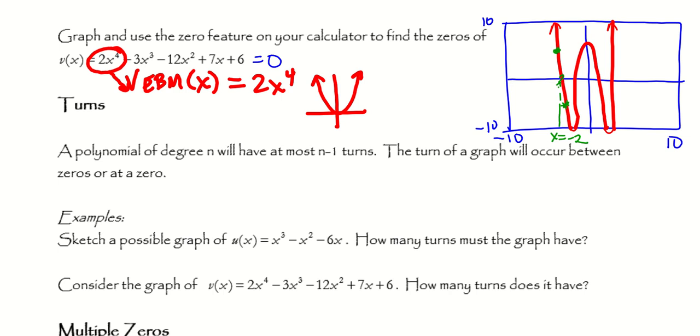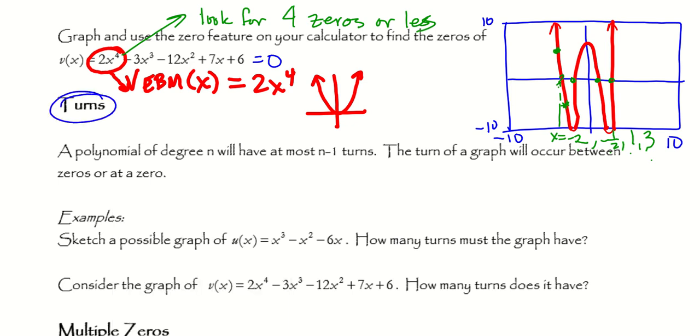And if I repeat that for the other 3 locations where I see this graph crossing the x-axis, I get zeros at -2, -1/2, 1, and 3. That's 1, 2, 3, 4 different zeros, right? And we could see that as a degree 4, we are looking for 4 zeros, 4 x-intercepts, or less. Okay, now, the next item that we're going to talk about is the number of turns.